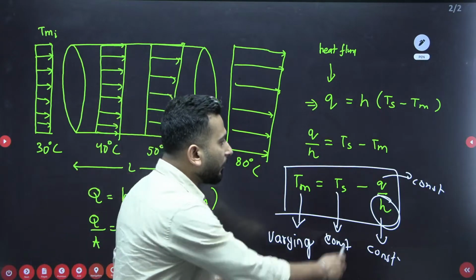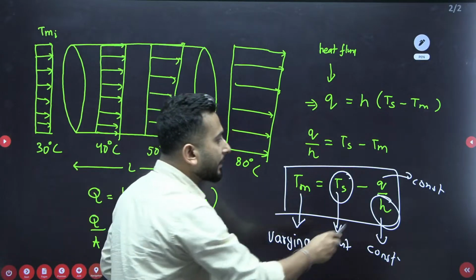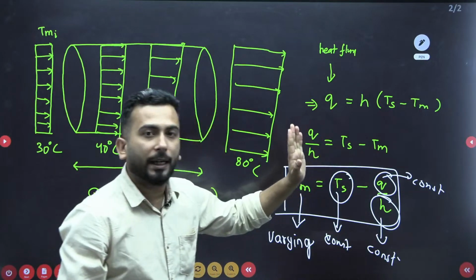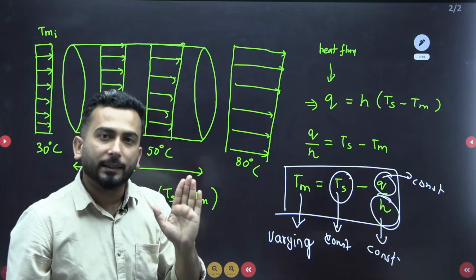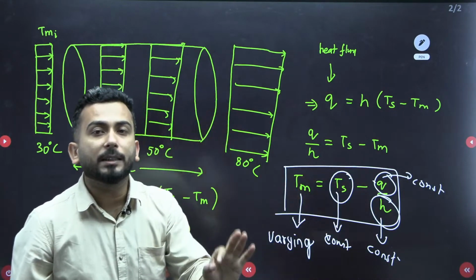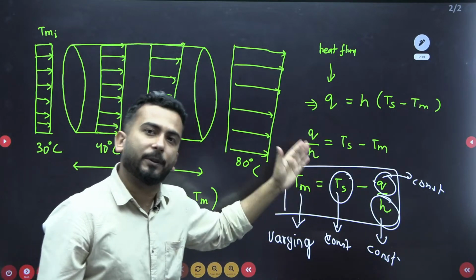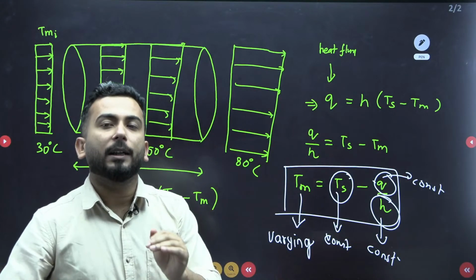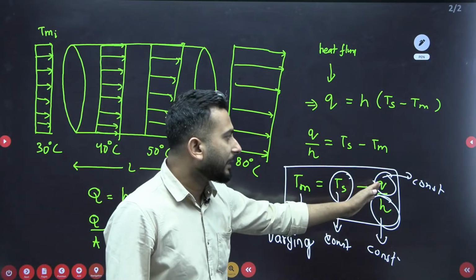It means when Ts is constant, somehow Q will vary, or when Q is constant, somehow Ts will vary. That means both cannot be constant at the same time. One of them must vary. If Q is constant, Ts will vary. If Ts is constant, Q will vary. Right? So therefore, now we are going to study two cases.